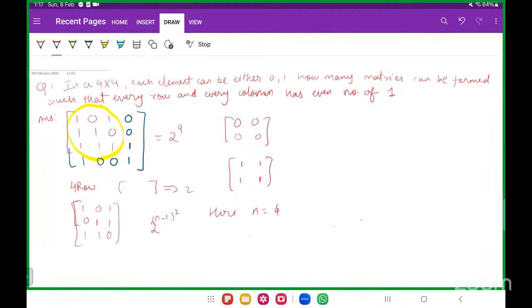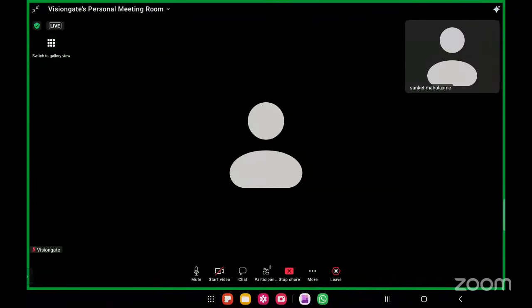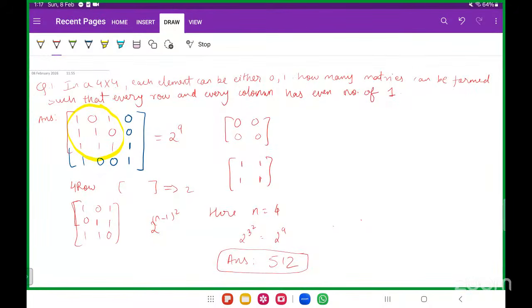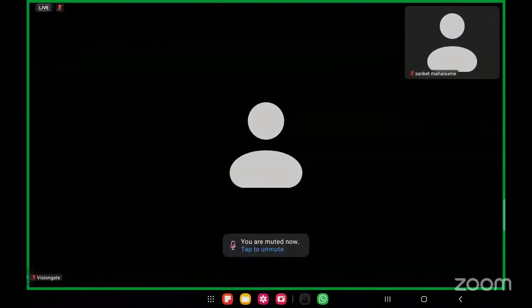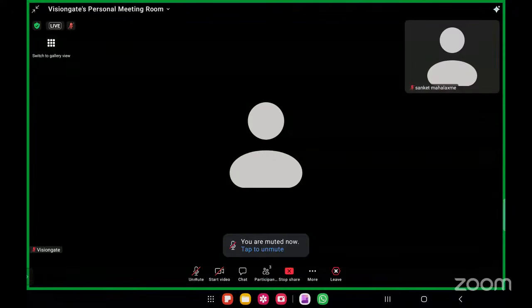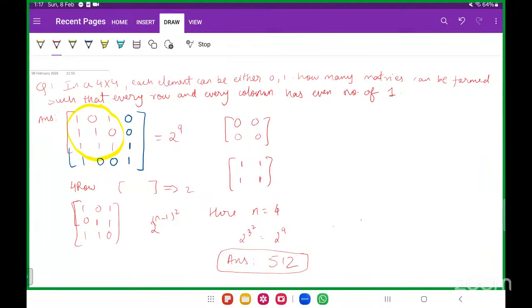So the answer for the first problem is 512. Everyone understood? So how many total choices? 2 raised to 16 minus 1.